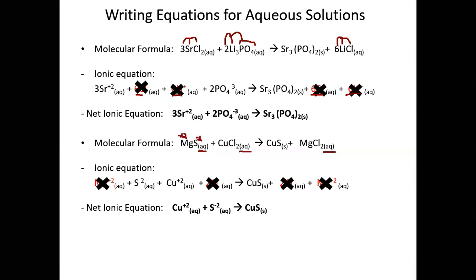So again, from the molecular equation, you break apart everything that's aqueous into their respective ions. Once you have the ionic equation, you look to see which side has exactly the same ions. Those cross out because they're spectator ions. They're not involved in the reaction.